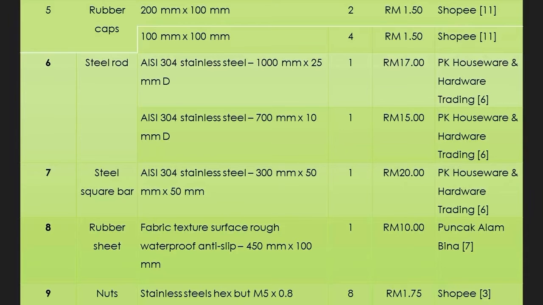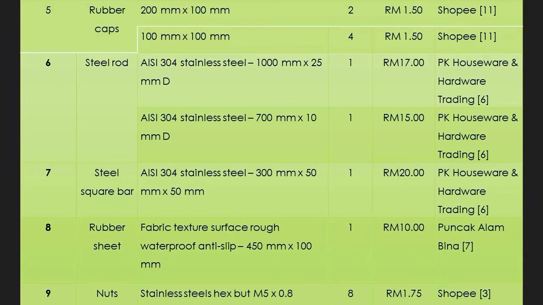For part number 6, steel rod. We use SS304 stainless steel with two different sizes, and the first one costs 17 ringgit and the second 15 ringgit. For part number 7, steel square bar. We use SS304 stainless steel, costing 20 ringgit. For part number 8, rubber sheet. We use fabric texture surface, rough, waterproof, anti-slip, costing 10 ringgit.